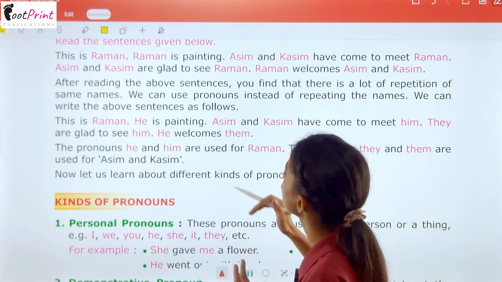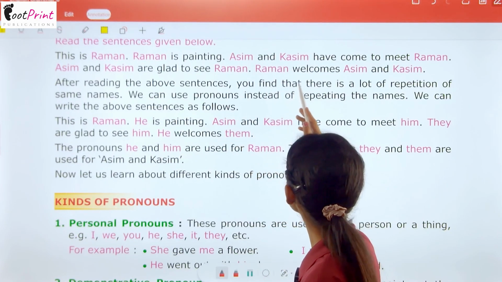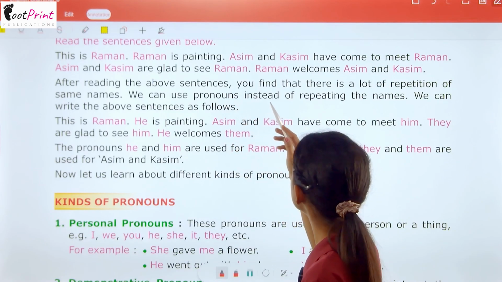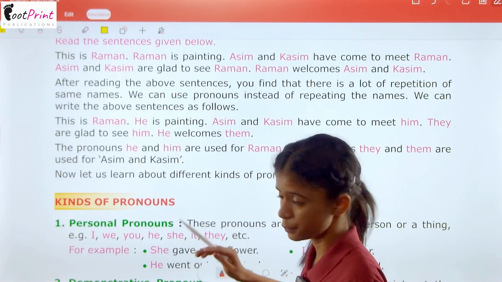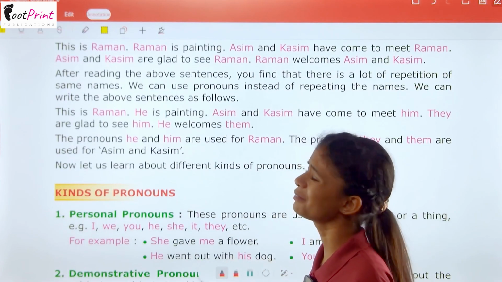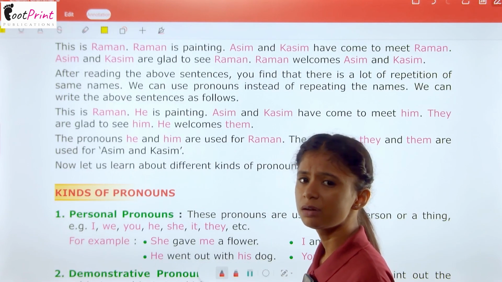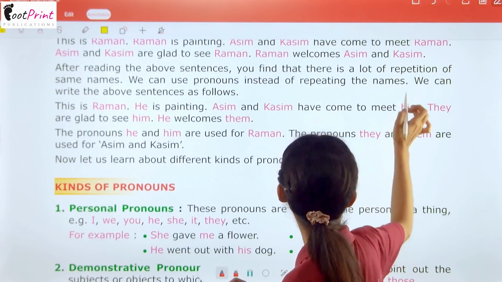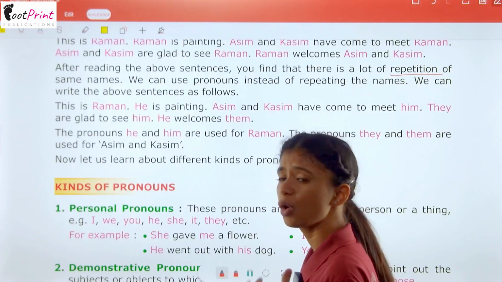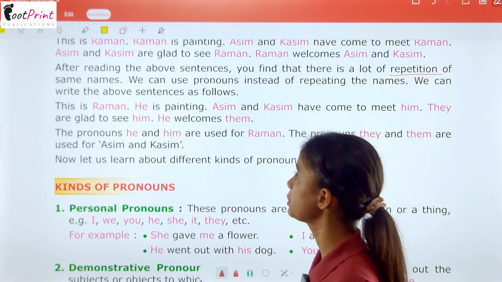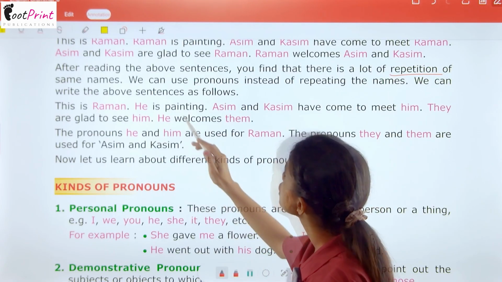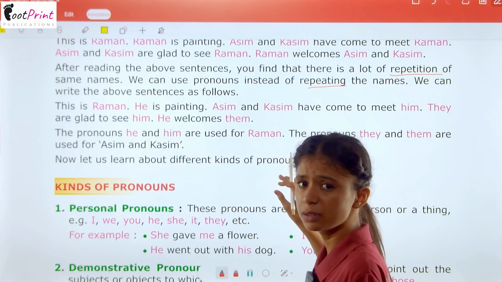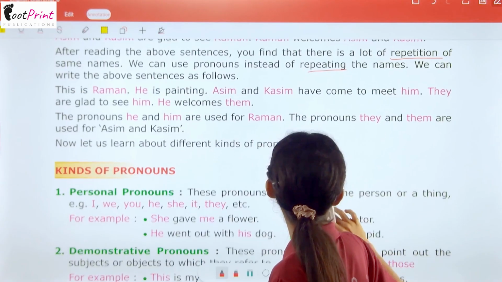This is Raman. Raman is painting. Asim and Kasim have come to meet Raman. Asim and Kasim are glad to see Raman. Raman welcomes Asim and Kasim. So all these sentences are very exhausting and they seem a little weird. After reading the sentences, you will find that there is a lot of repetition, right? The same names are being repeated. So we can use pronouns instead of repeating the names.